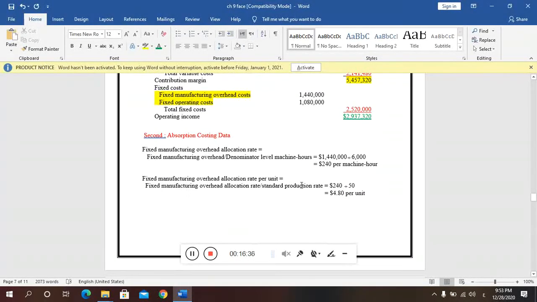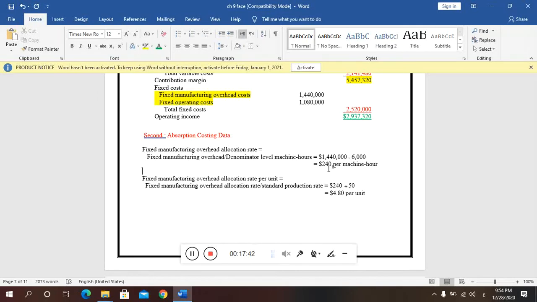Now we need to calculate the fixed cost per unit. The next step is to calculate the fixed manufacturing overhead rate per unit. We said per hour we will claim $240. And he said in the head of the example that the standard production rate is 50 units per machine hour. One hour gives me 50 units, and each unit claims a share of the $240. So we will divide 240 by 50. So each unit will have $4.80, and this is the fixed manufacturing overhead allocation rate per unit.